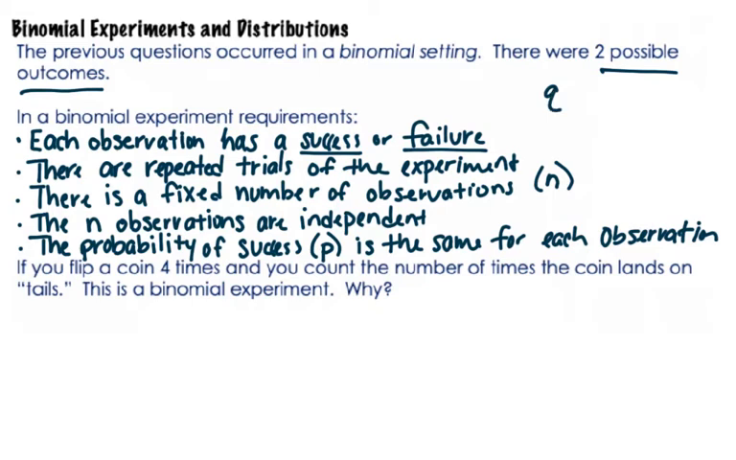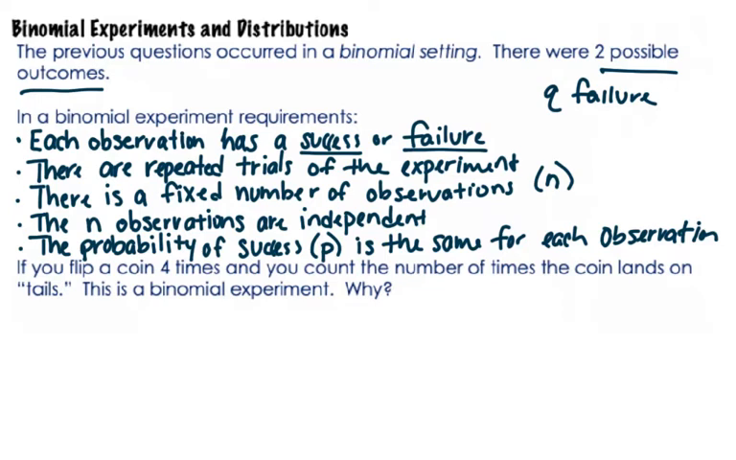Another thing I didn't put is that anytime we use the letter Q, that's going to represent a failure. So N is your number of observations, P is your probability of success, and Q is going to be your probability of failure. So let's think about this example.